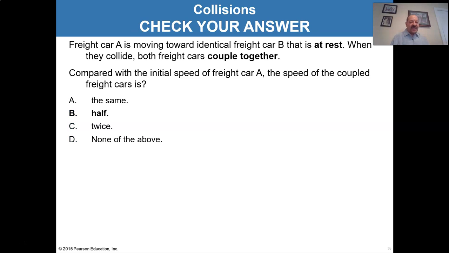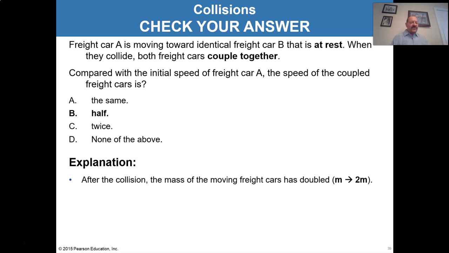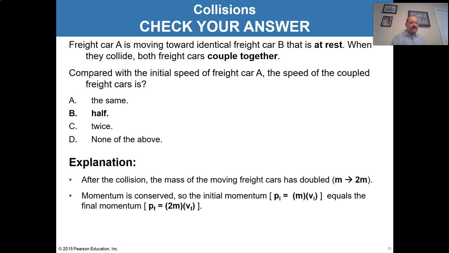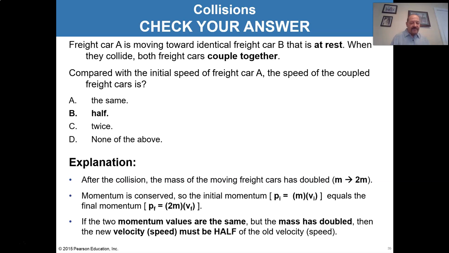Well, we've already seen that if you double the mass, it would have doubled the momentum, but you can't double the momentum. The only way to keep the same momentum is to have half the velocity in the end. So velocity will go down if you double the mass.